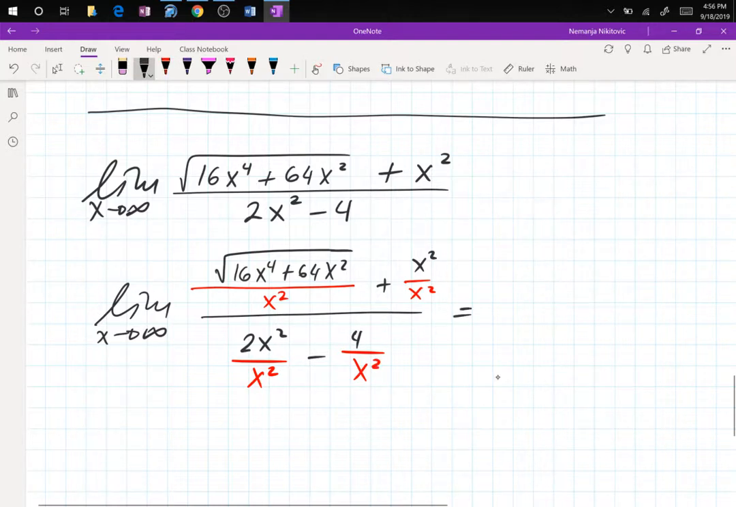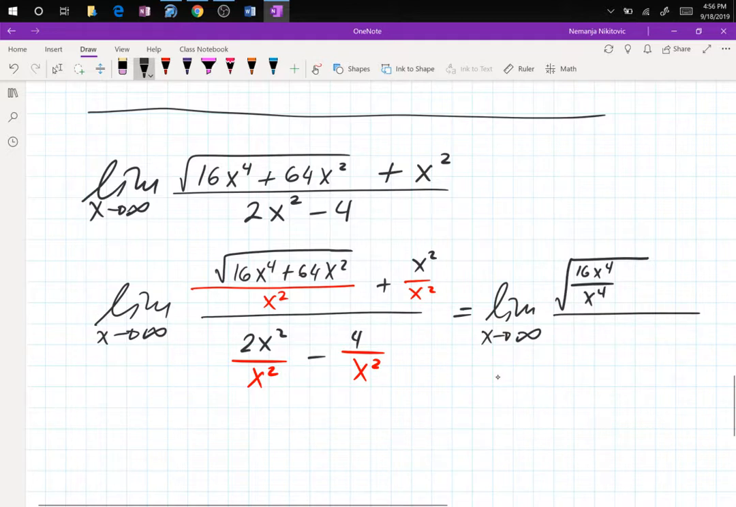This is when the x squared is going to get stuffed inside the square root and pick up the exponent of 4. So now, in the next step, we are going to stuff the x squared inside the root, and now you're going to have this tall root, because it has to have fractions underneath now. And you're going to have your 16x to the fourth divided by x to the fourth plus 64x squared divided by x to the fourth, and then you have plus 1 outside of the root, because x squared divided by x squared is 1. And on the bottom, you have 2 minus 4 over x squared.